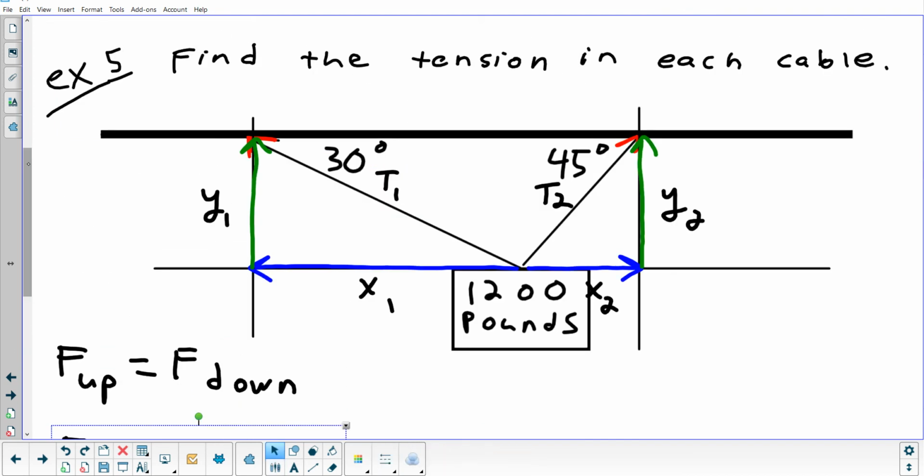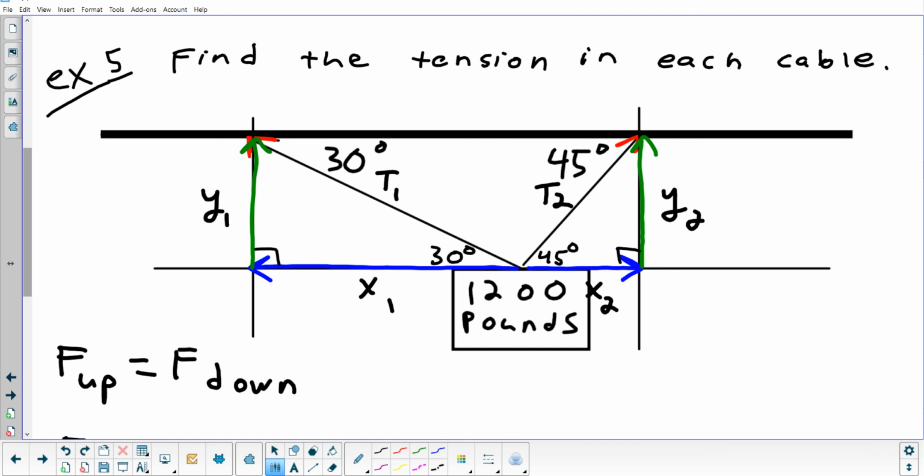Let's see if we can label some things in these triangles. Well, we know these are 90s. We could figure out either one of these angles. It doesn't matter, let's just put this one as a 30. And we could put this one as 45. It doesn't matter which angle you figure out. I just did that one. Any questions on how I figured those out?